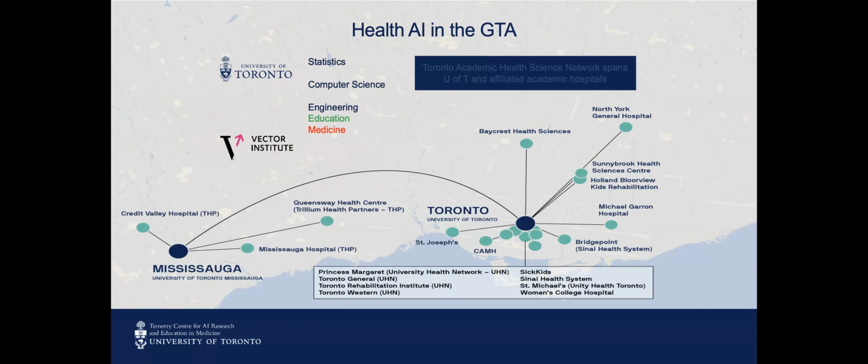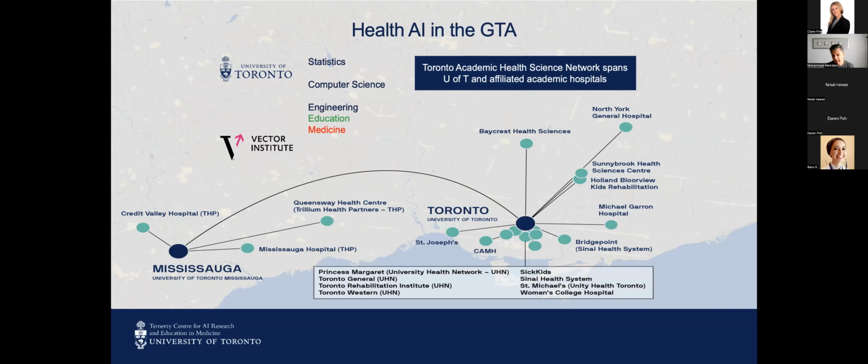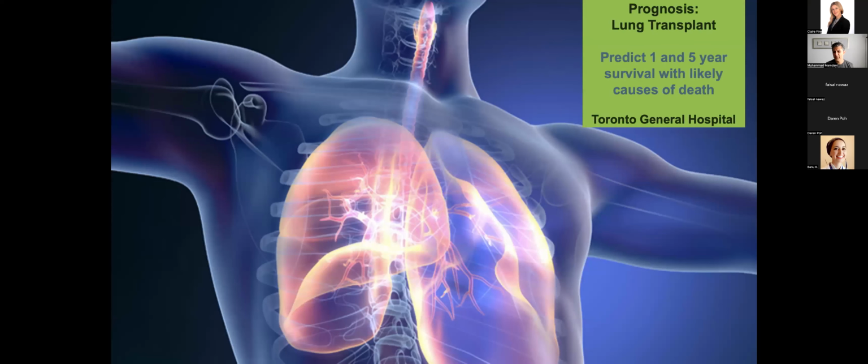And of course, something that's really amazing is that we have this really nice ecosystem called the Toronto Academic Health Science Network that spans the University of Toronto and affiliated academic hospitals. So lots of hospitals, lots of technical skill sets. It's a pretty nice environment. These are some of the examples of the things that go on. At the Toronto General Hospital, there are some lung transplant docs who said, when we manage patients, that prognosis thing is not something we're very good at.